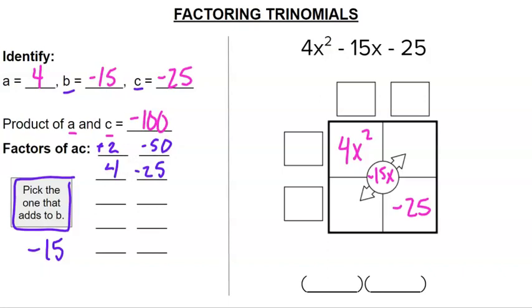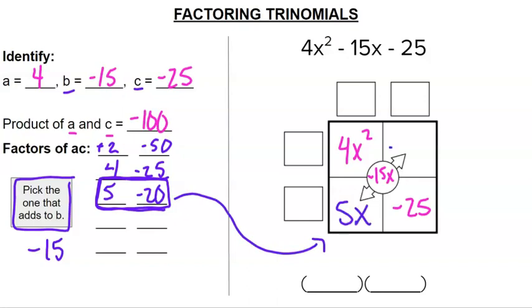We have 5 and 20. 5 and 20 do make 15, and if the 20 is negative, it will make that negative 15. So we're going to use 5 and 20 as our two values that make negative 15x. They combine to make that negative 15 there.